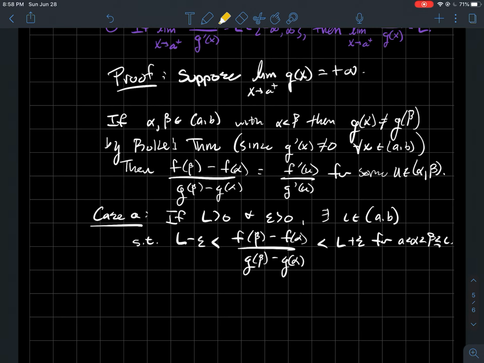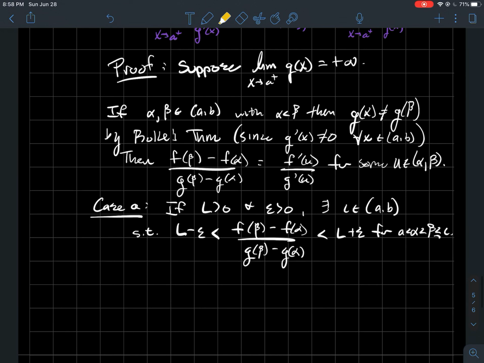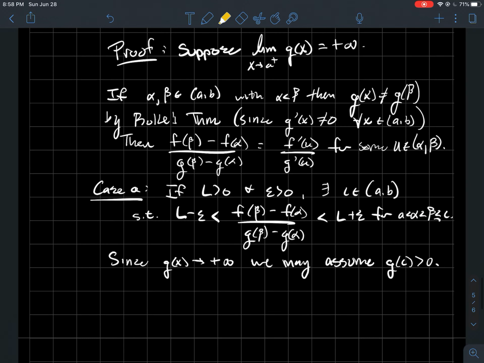Again, as long as a is less than alpha, which is less than beta, which is less than or equal to c. In other words, maybe you need to take c closer to a in order to make sure you get within epsilon here. This idea forgoes the usual delta notion that we might be used to. We're just saying there's some point close enough such that this always happens for every real number between a and that c. So let's think some more. What else can I say? g of x goes to positive infinity. So what can I assume then?